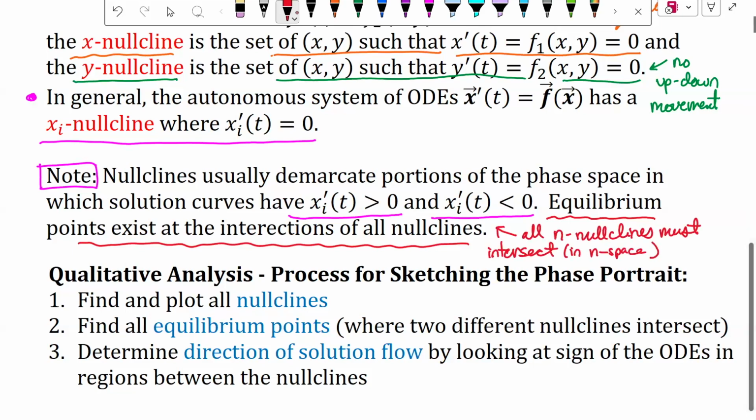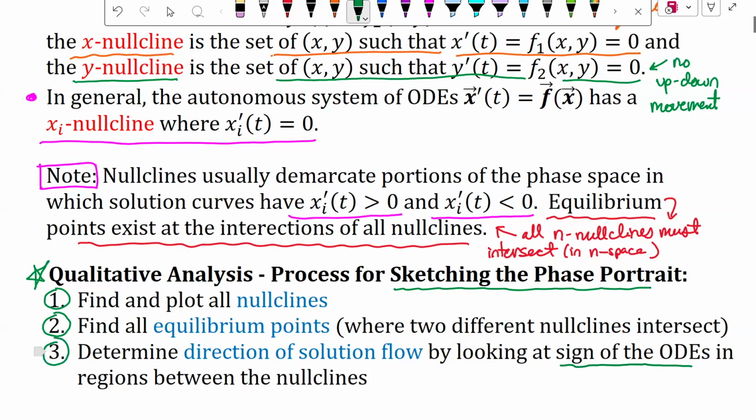Now, it turns out there is a very standard process for carrying out a qualitative analysis of nonlinear systems that involves sketching the phase portrait. And that process is as follows. You first find and plot all the nullclines. Then the places where all the nullclines intersect are going to be the equilibrium points. Identify where they are. And then finally, we can determine the direction of solution flow by looking at the sign of the ODEs in regions between the nullclines. Let's go to the next page and see how that might look.